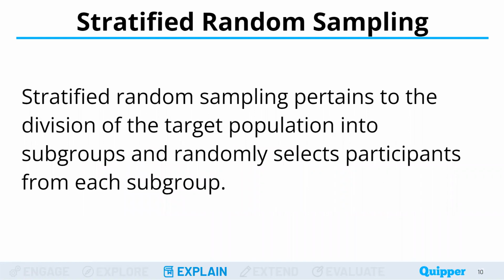Stratified random sampling pertains to the division of target population into subgroups and randomly selects participants from each group. Okay, for example, kailangan makakuha tayo ng 10 sa first year, 10 sa second year, 10 sa third year, tsaka 10 din sa fourth year. Hindi na pala tayo nagamit ng ganun, no? Mga grade level na pala tayo. For example, 100 sa senior high, and then 100 for the junior high, ganun.